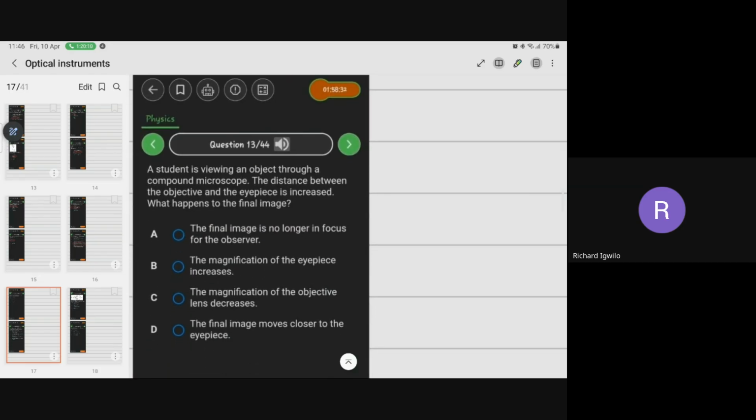Now this one says a student is viewing an object through a compound microscope. The distance between the object and the eyepiece is increased. What happens to the final image? So who can say something about this? Any answer? What happens to the final image in this case?